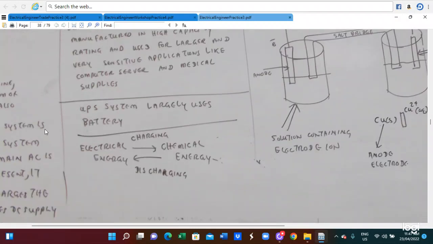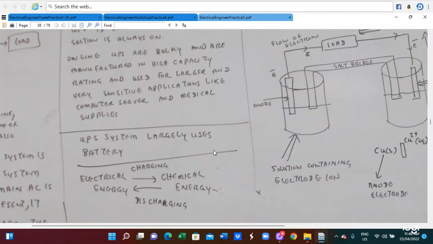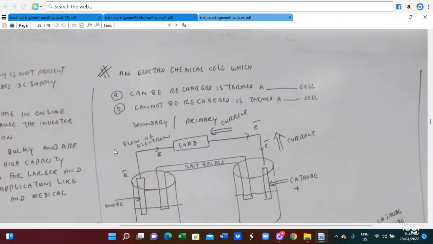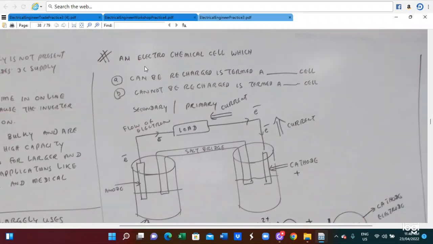So the UPS system largely uses a battery system. So the electrical energy is charged as chemical energy. In charging, electrical energy is converted to chemical energy, and in discharging, chemical energy is converted to electrical energy. So this is the charger connected to the circuit. An electrochemical cell is one whose chemicals are recharged. So this is for the primary cell. It cannot be recharged. A secondary cell can be recharged, a primary cell cannot be recharged.